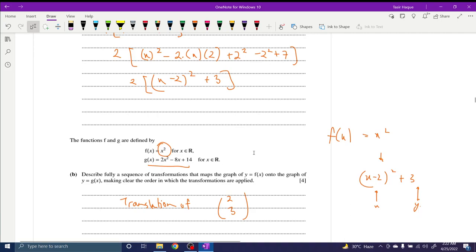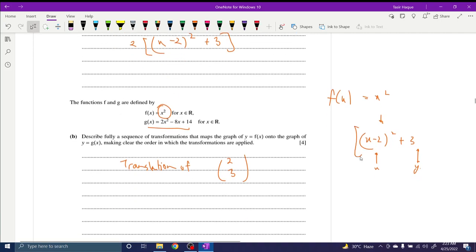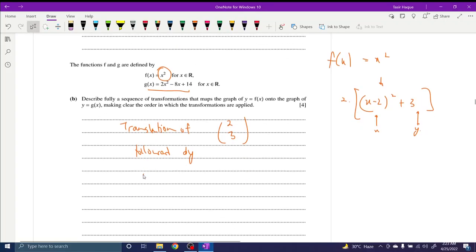What about the other one? What did we do next? Then we multiplied the whole thing by 2. That's the weird part. So since we multiplied everything by 2, it has to be a stretch with stretch factor 2 in the y direction, followed by a stretch in y direction of stretch factor 2. The order doesn't really matter.